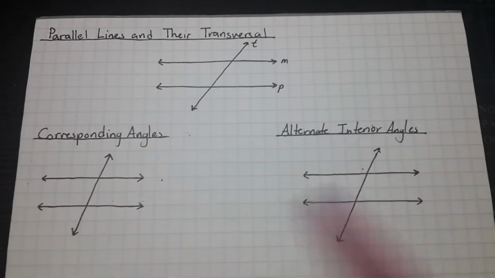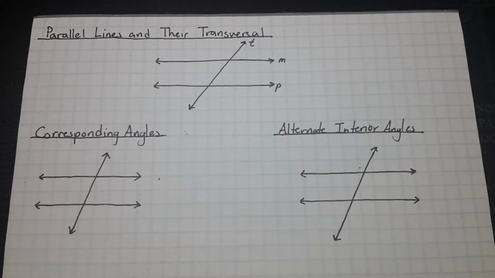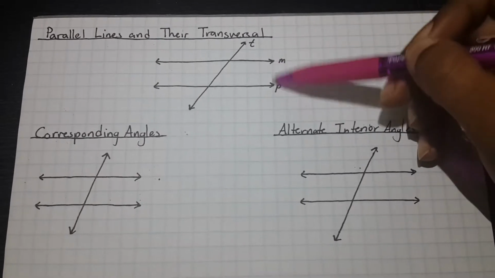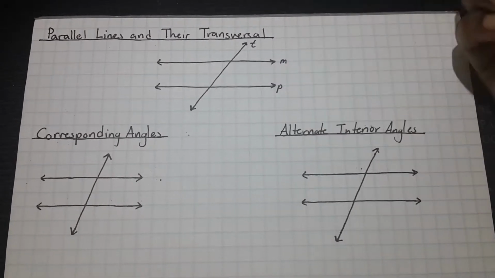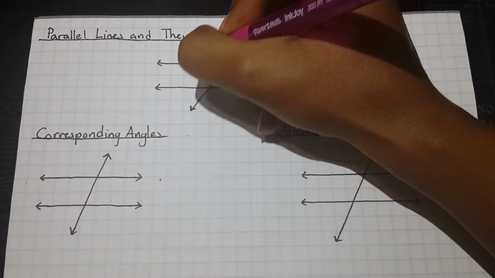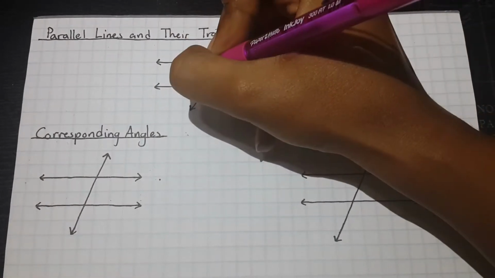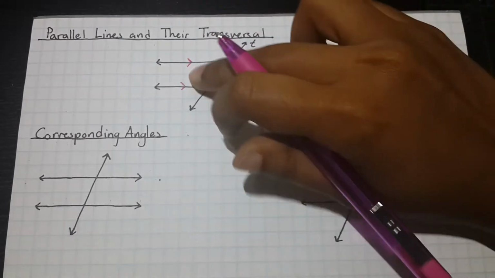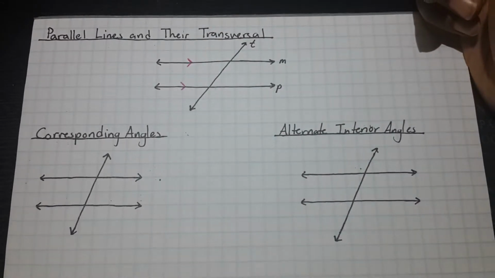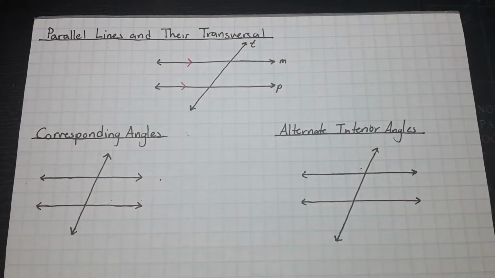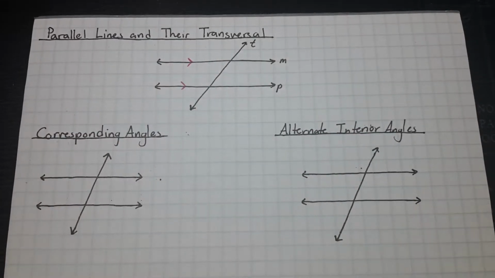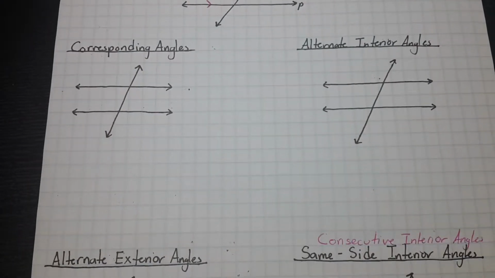Now, before we cover any of these angles, you just want to make sure that you know for a fact that these two lines are parallel. So either the problem tells you that these two lines are parallel, or they give you the notation, the symbols used for parallel lines, which are pretty much a pair of arrows. And then once you see that or you're told that, then you can go ahead and start applying these angle properties. So let's first start with corresponding angles.